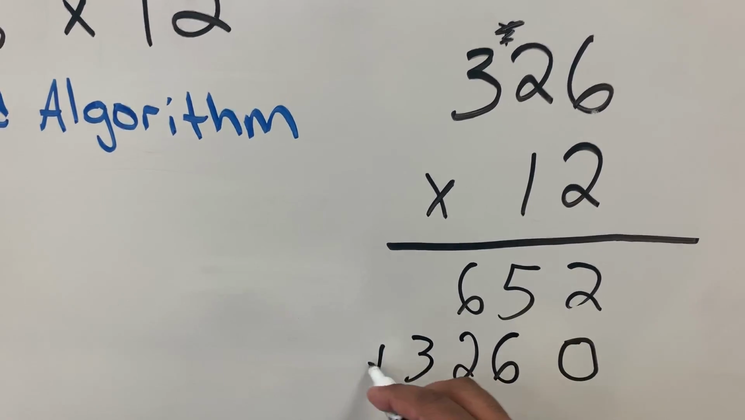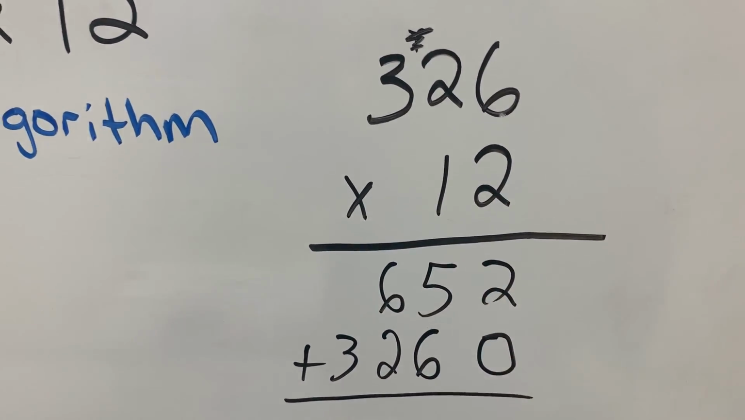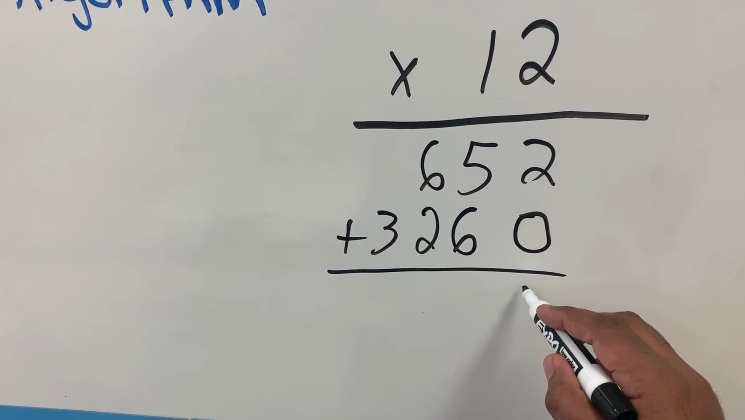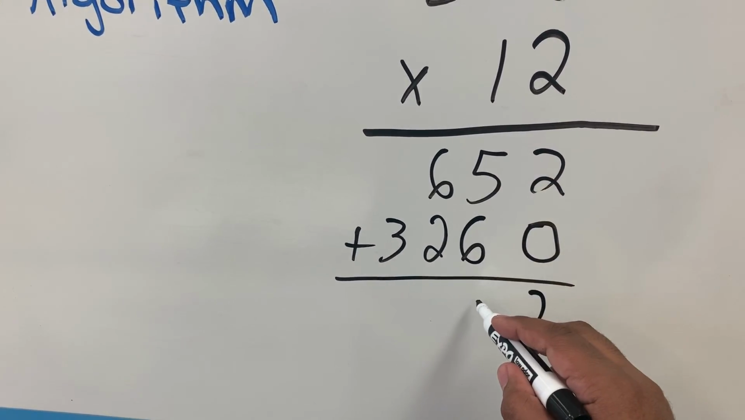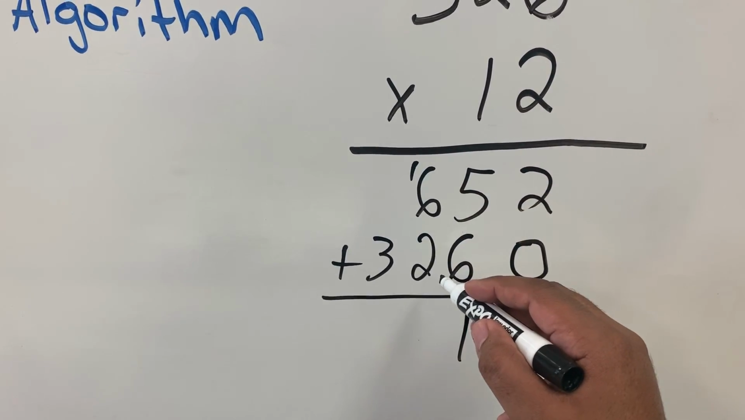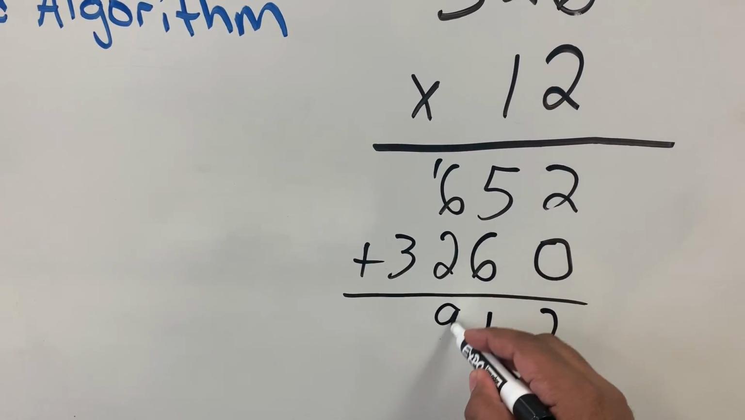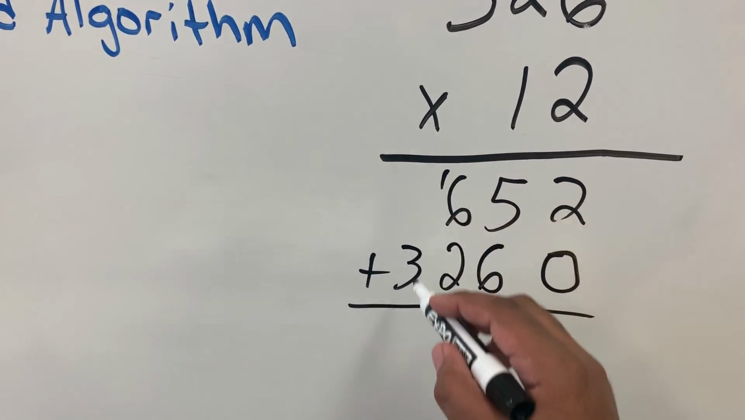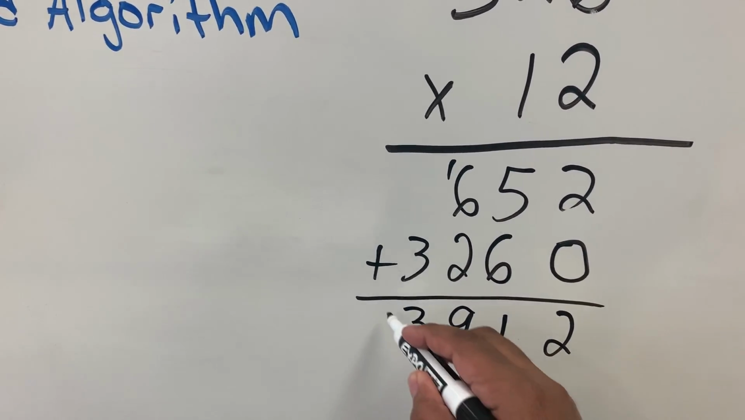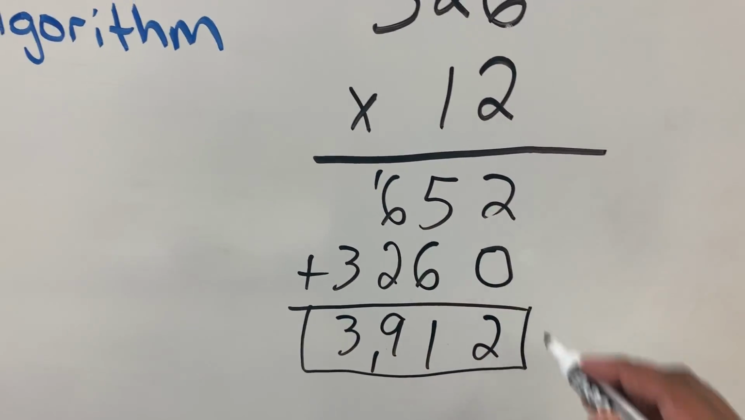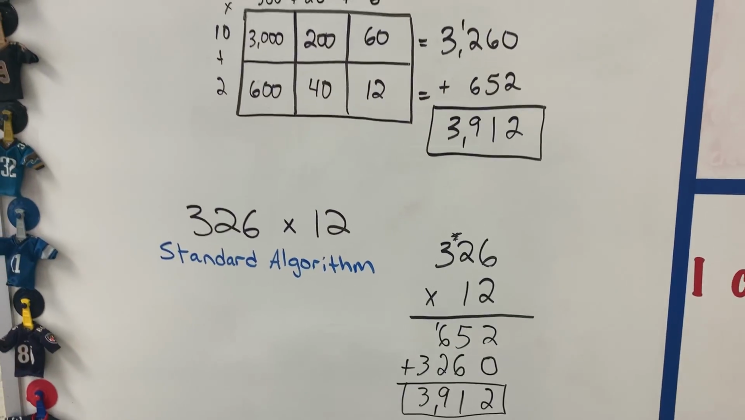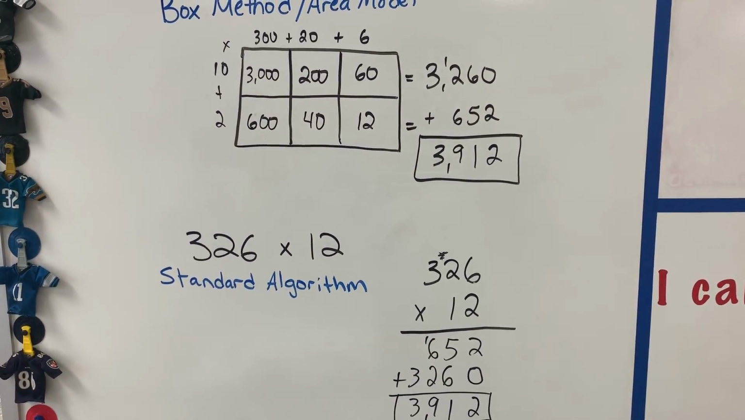So now I have a value there, so I'm going to go ahead and add those two values to get one final value. 2 plus 0 is 2. 5 plus 6 is 11. Again, I'm going to regroup, carry the 1 over there. 1 plus 6 is 7. 7 plus 2 is 9. And 3, of course, there's nothing in the thousands place of that value, so that's a 3. I get 3,912. And if you notice, with standard algorithm, I get the same results as I did with the box method.